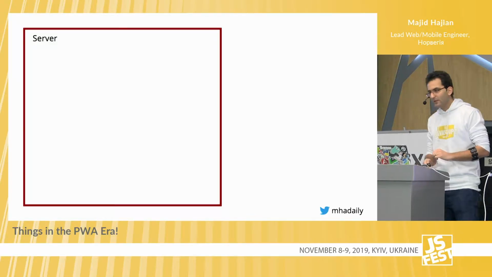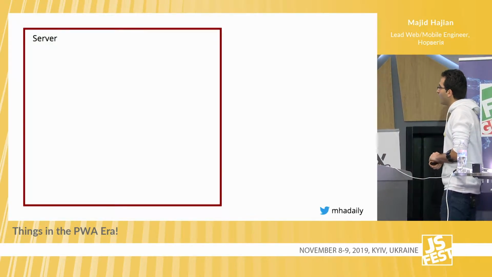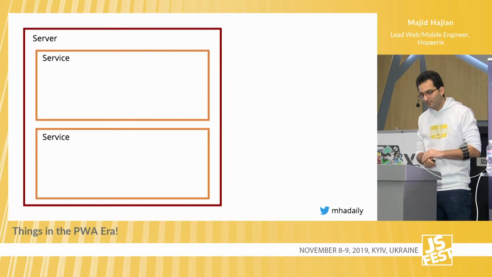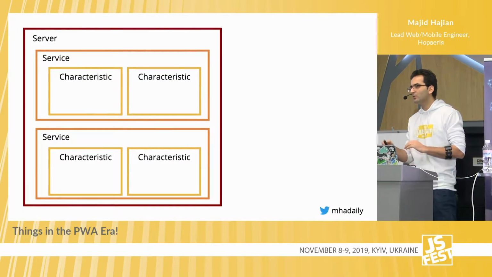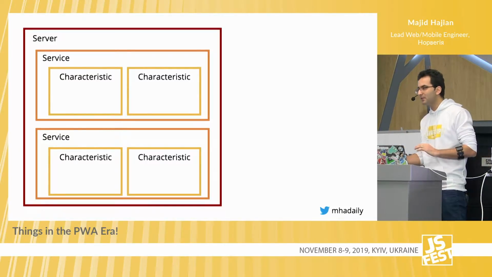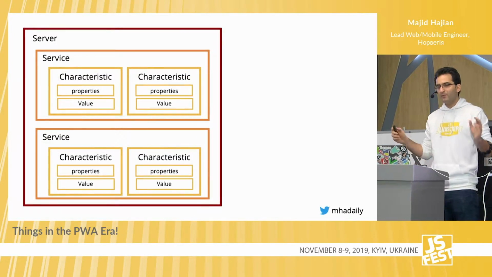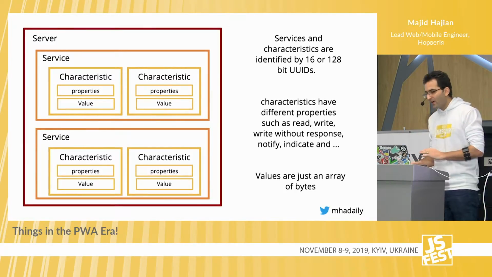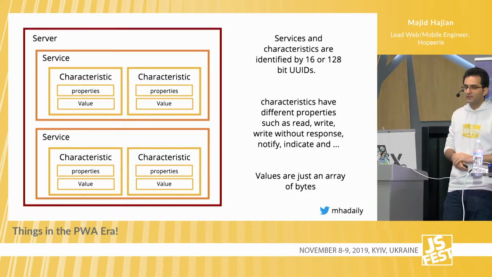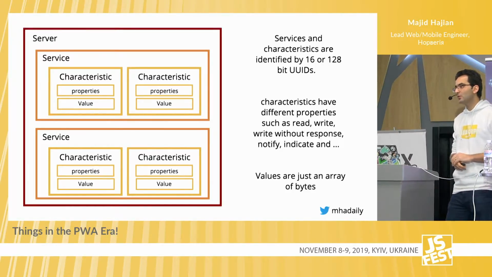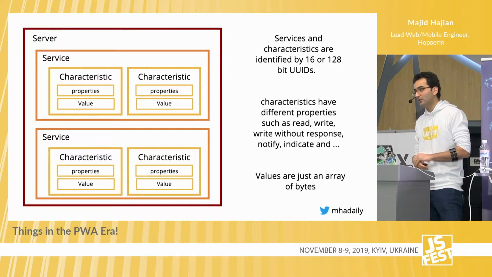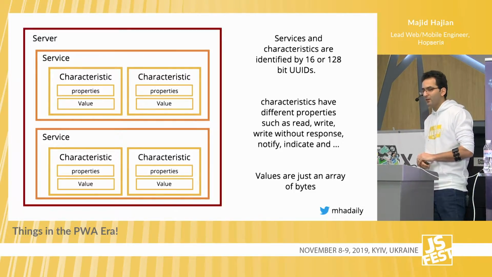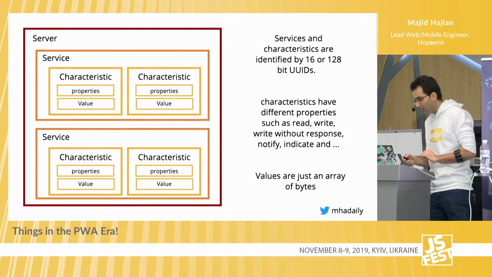So let's have a look at the hierarchy. We have a server, and that server is going to have multiple services, and those services are all going to have multiple characteristics, and then you're going to have properties and values. Some facts here: the services and characteristics are identified by 16 or 128-bit UUIDs, and values are just an array of bytes. All right, we get to it.